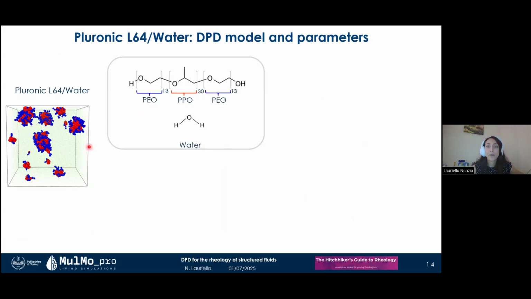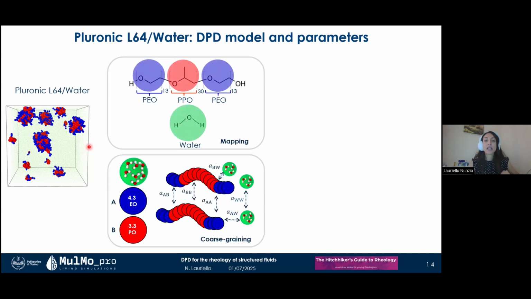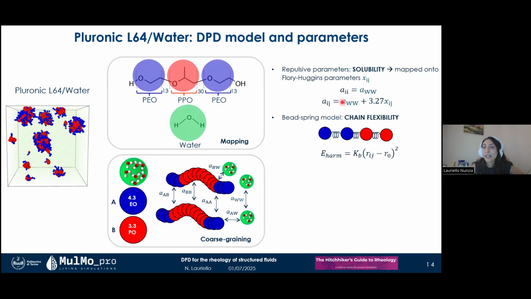An L64 macromolecule, through the mapping and coarse-graining procedure, becomes a shorter chain of 15 beads, where the blue and red ones represent, respectively, the repetitive units of ethylene oxide and propylene oxide at the mesoscale. They are surrounded by water beads. The repulsive parameters are needed to describe different solubilities of the species involved and are usually mapped on Flory-Huggins parameters.